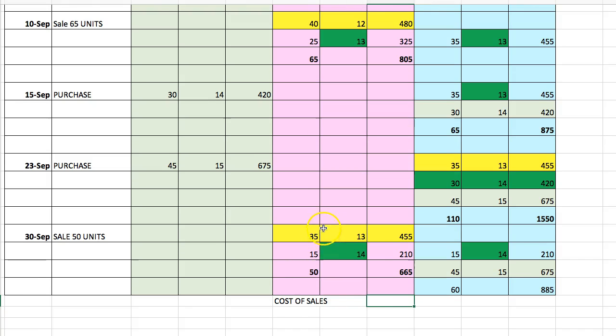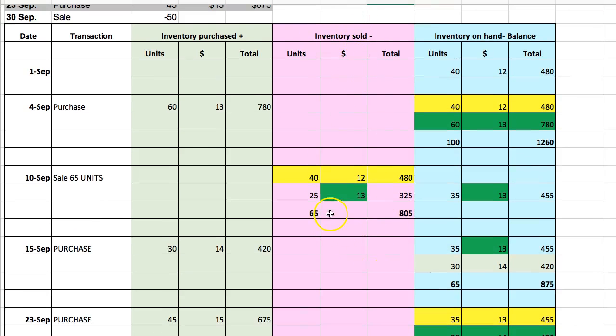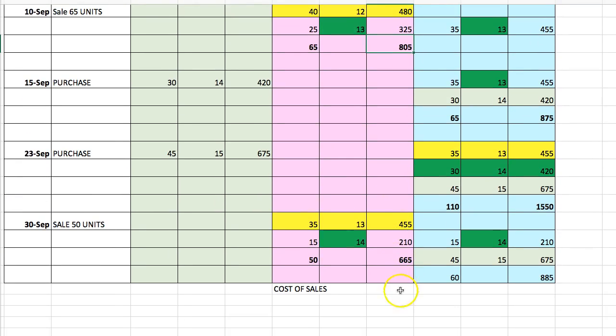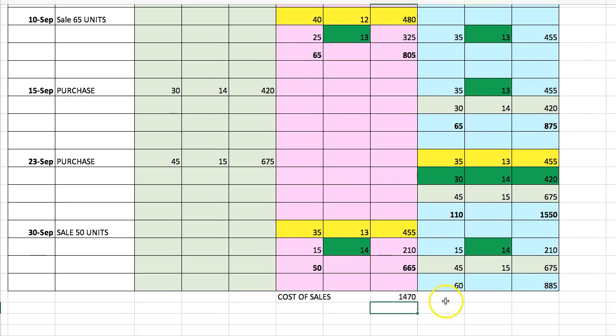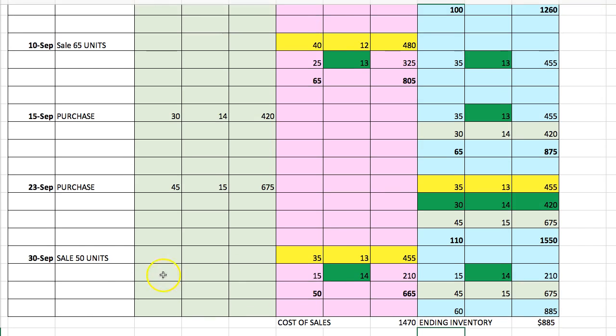Okay, our last step is to find the cost of sales, which is the same thing as your cost of goods sold. So this is your sold column. This is the quantity of units sold. This is the price per unit. This number here is the cost of sales. So for this month, the cost of sales is $805 plus $665. Your ending inventory is what you have left. It's the $885 left. That's the FIFO method.